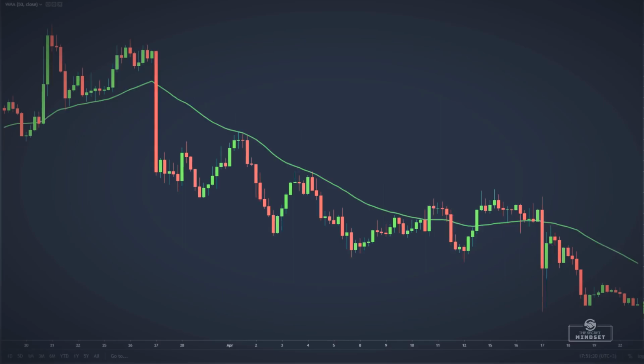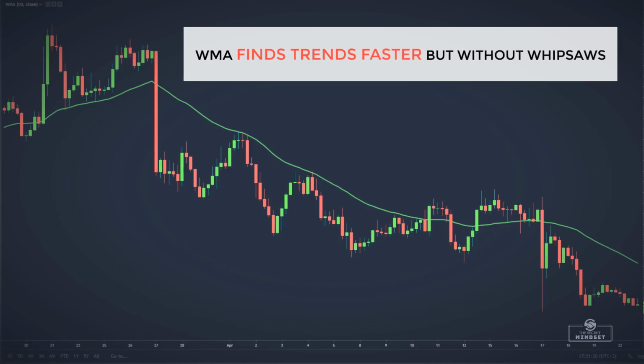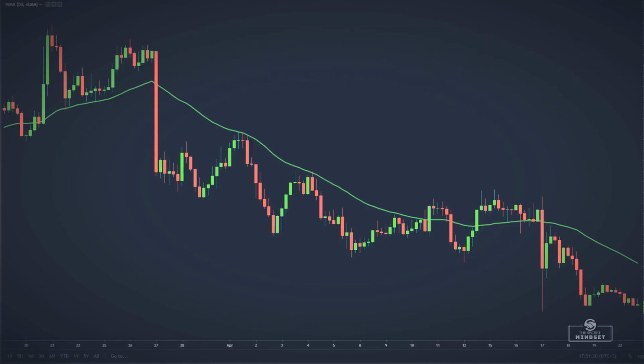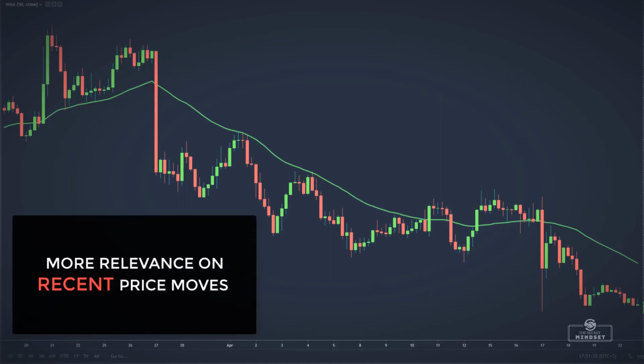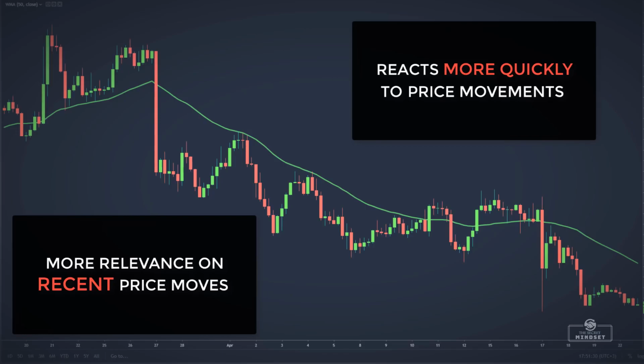Another type of moving average is the weighted moving average. The weighted moving average was designed to find trend faster but without whipsaws. The weighted moving average offers more relevance on recent price moves and reacts more quickly to price movements than the simple moving average or the exponential one.